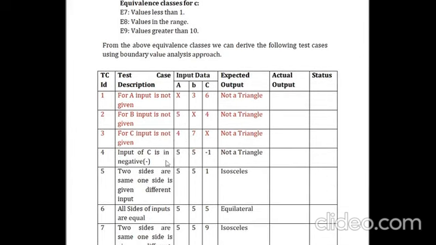The test case format is test case ID, test case description, input A, B, C, expected output, actual output and the status. You already know that the actual output and the status columns are to be left empty. After executing the program you can fill them, based on the expected output. The first test case is where the A input is not given, test case 2 where the B input is not given, and test case 3 where the C input is not given. If the sides are not given, then definitely it is not a triangle, so this is the expected output.